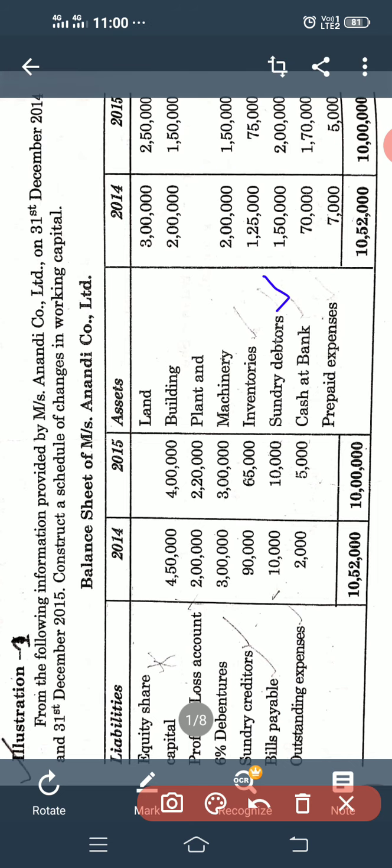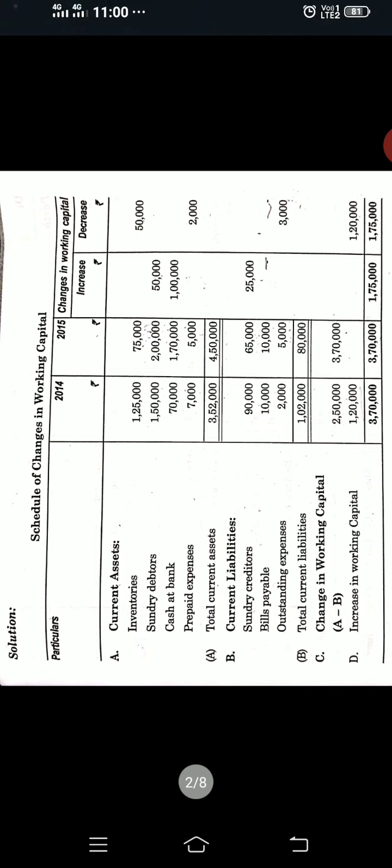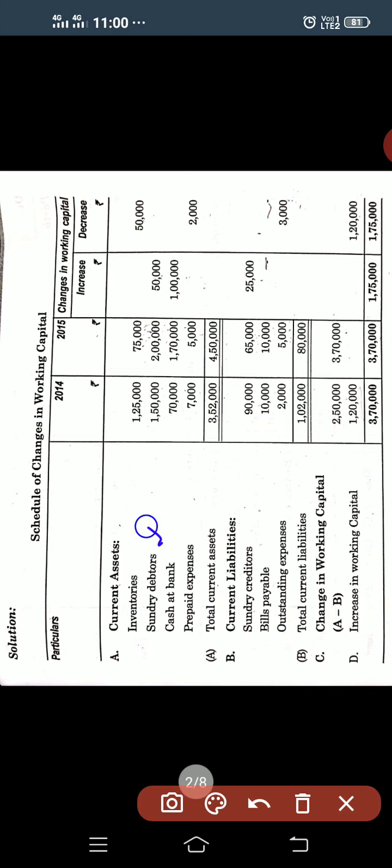The next current asset is the sundry debtors. Sundry debtors is how much they have given here. The sundry debtors is 1,50,000 in 2014, then 2 lakh in 2015. So we have to record that here in the solution. So sundry debtors 1,50,000 and 2 lakh, record that.